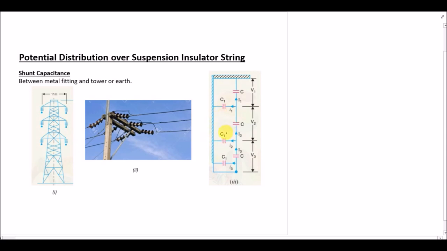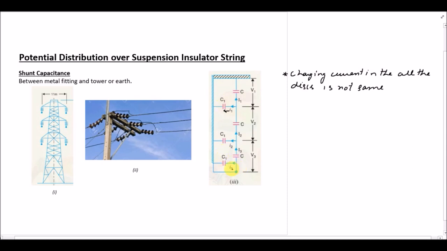And due to this shunt capacitance, the charging current that was passing through the self capacitance is no more the same, because one part of the current is going to the shunt capacitance C1, then another part is going to another shunt capacitance C1, and so on. So the charging current changes and is not the same in all the discs, because a part of the current is flowing through the shunt capacitance.